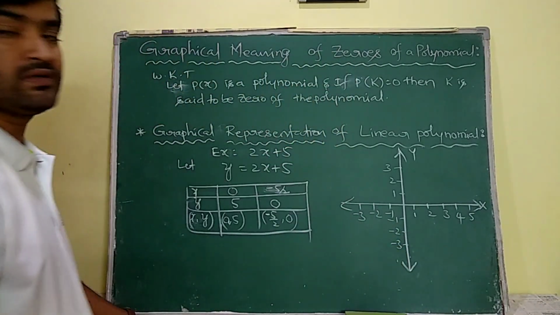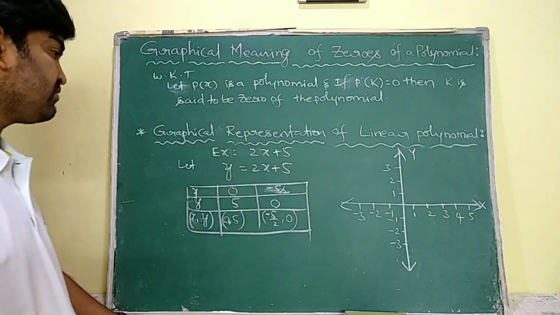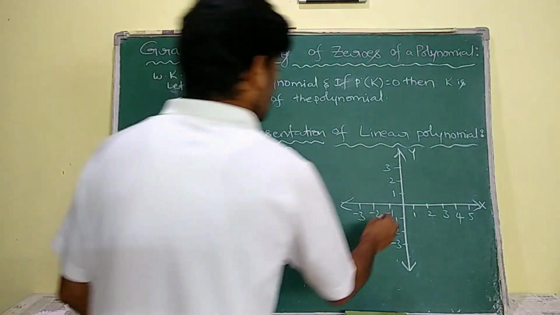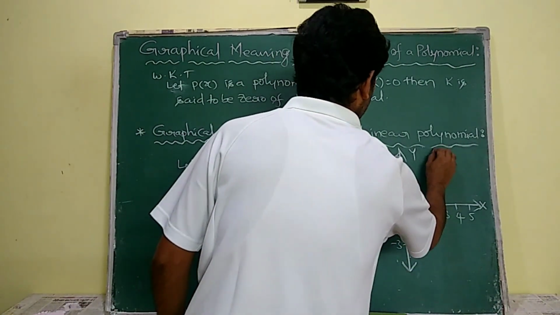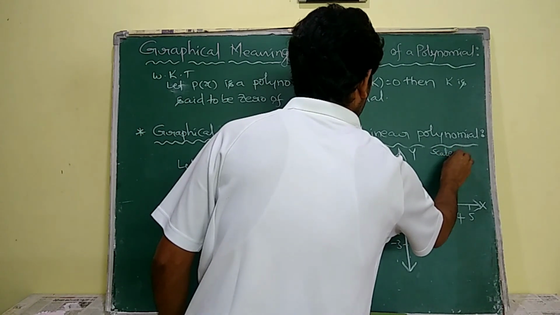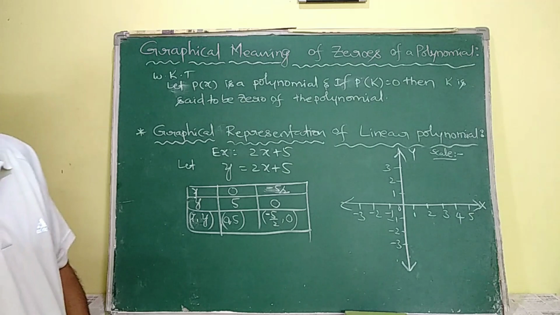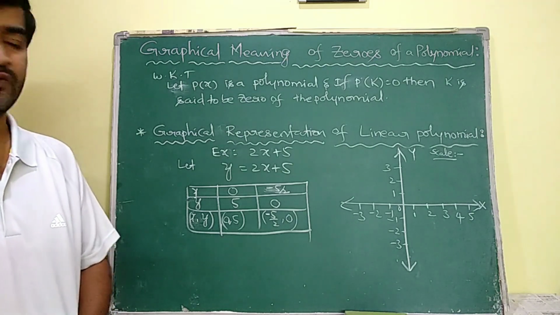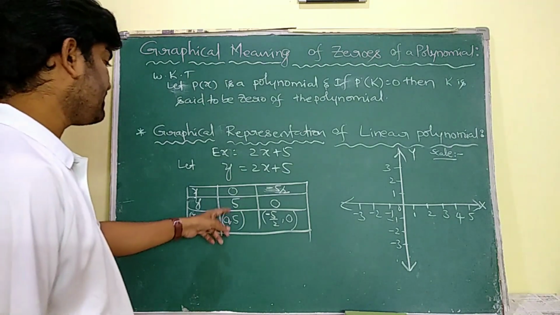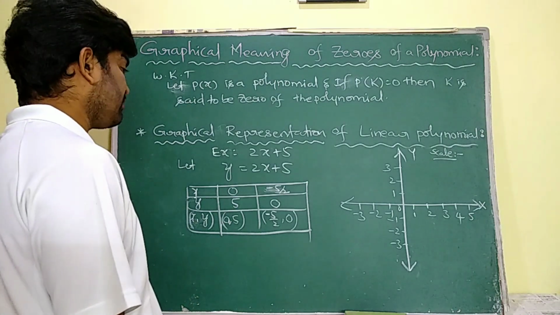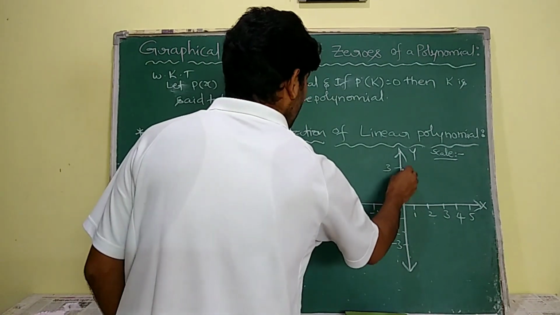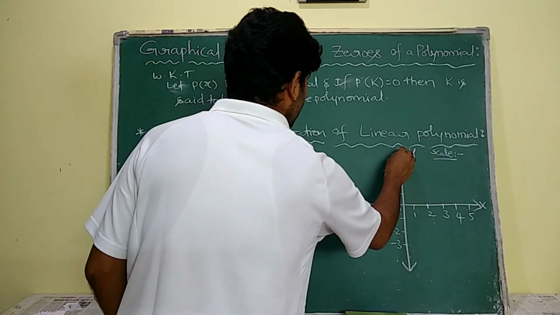Like that, you have to just write the values on both axes. Then after that, write the scale. Here, my scale is on the x-axis and y-axis. I am going to consider 1 centimeter as 1 unit only. Now see, I have to plot (0, 5). Somewhere here I am going to get it.